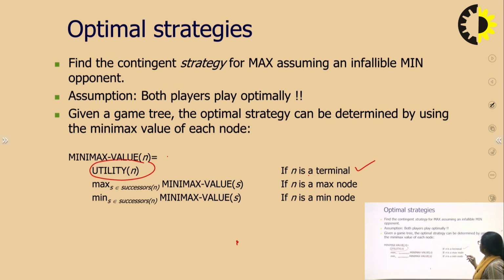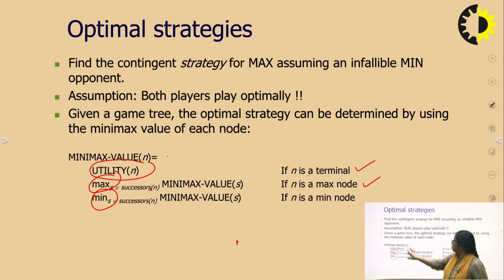If it is a max node, what will Max take as the value? It will see all the successors, whose values are given, and find out the maximum among those. And what will Min do? Min will find out the minimum minimax value among the successors.